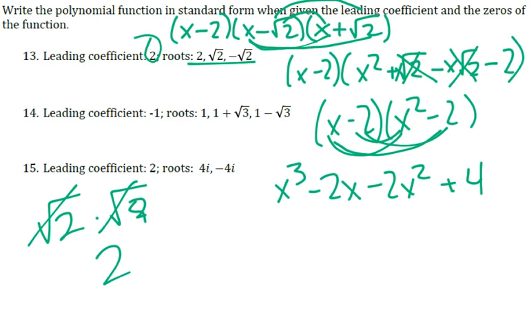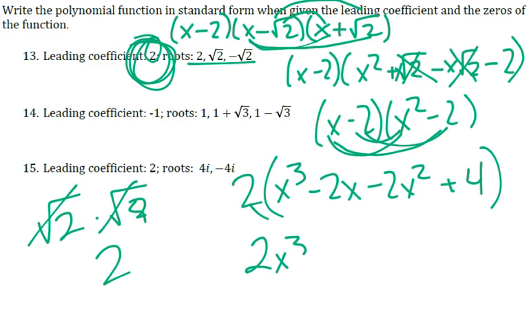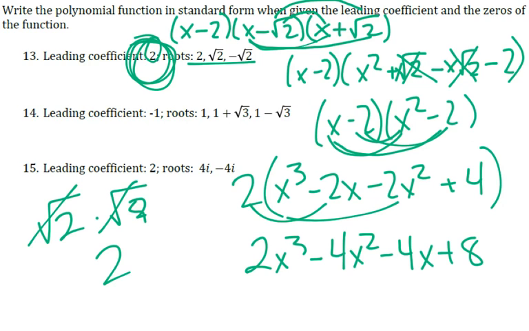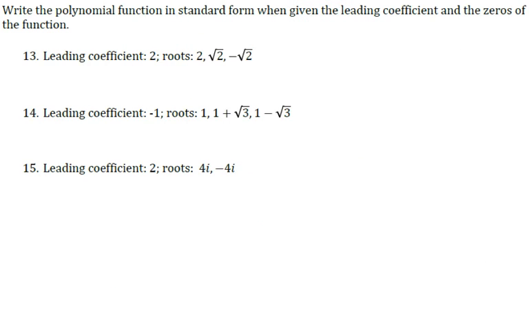Okay, then it said we had a leading coefficient of positive 2, so basically, we're going to multiply all of this by 2 to get our final answer. So we get 2x cubed, and let's do this in order, minus 4x squared, minus 4x, plus 8. And that's what it looks like. Okay? Don't worry about doing 15. You can try number 14. I'll hurry do that one. I think I've got time. I'm almost running out of time. I only got 30 minutes.